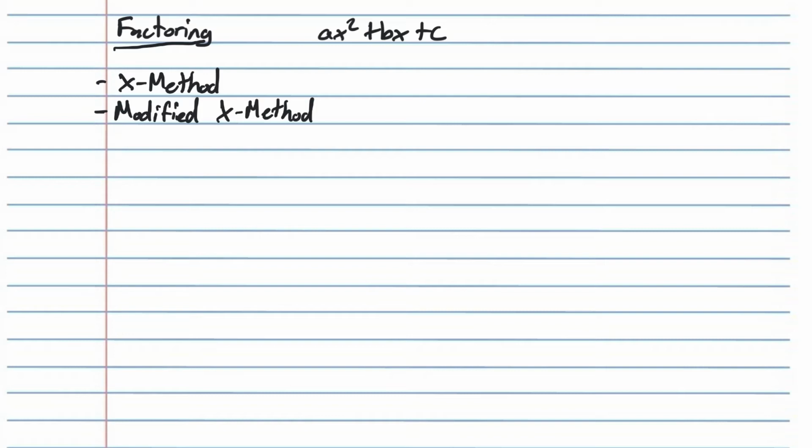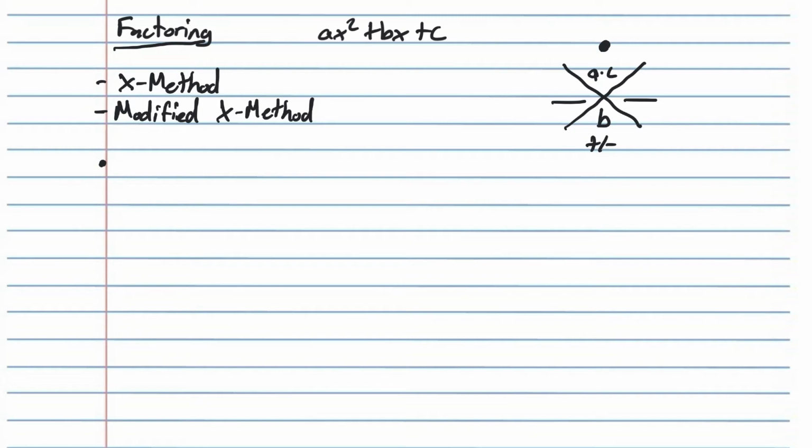Again, I'm not going to go into super detail in this video because you should already have some notes on this anyways. But the idea is you make an x, right? And the 2 methods are very, very similar. The only difference is that the normal x method has an a value of 1. Basically you take a and c, multiply them together, that goes up top, and then the b term goes down below, and then we're looking for 2 numbers that multiply to the top, but add or subtract to the bottom.